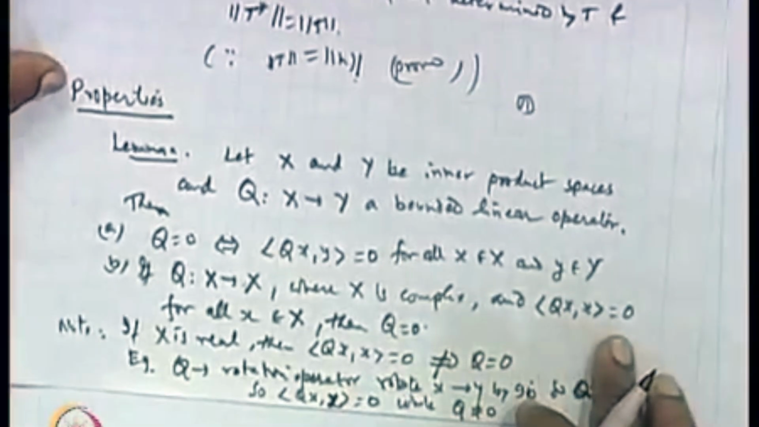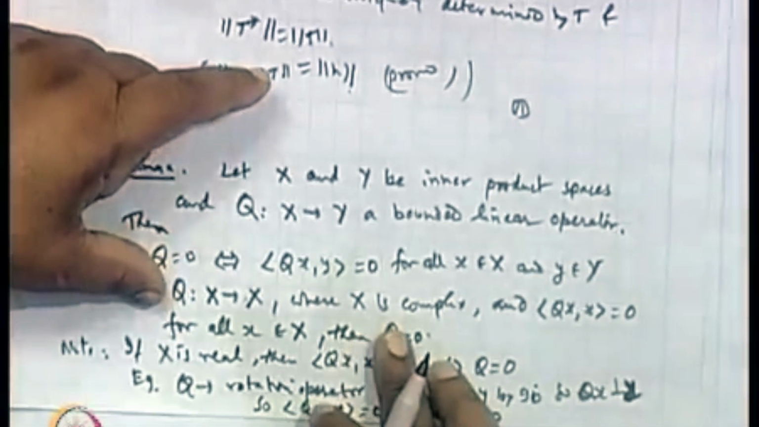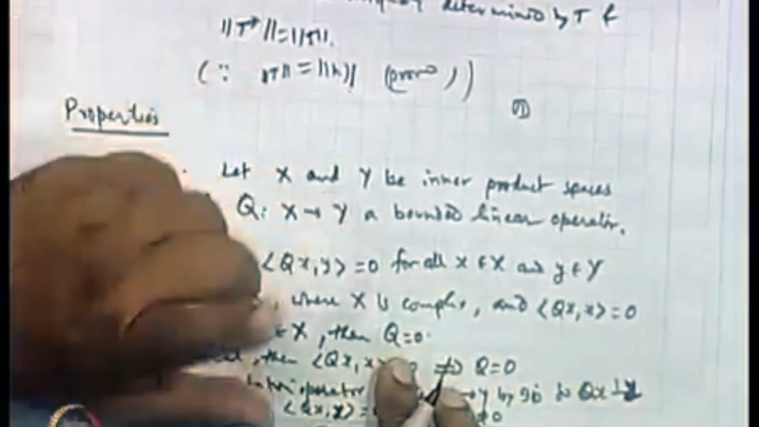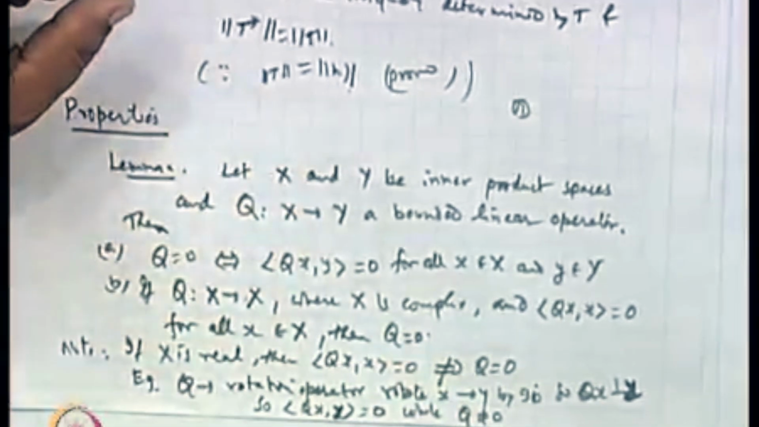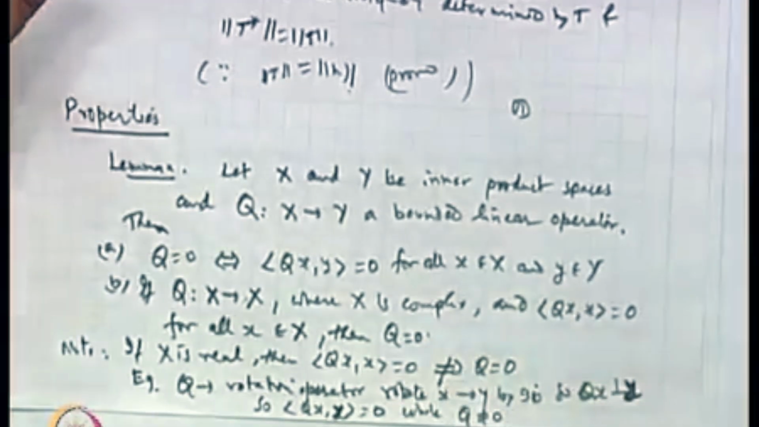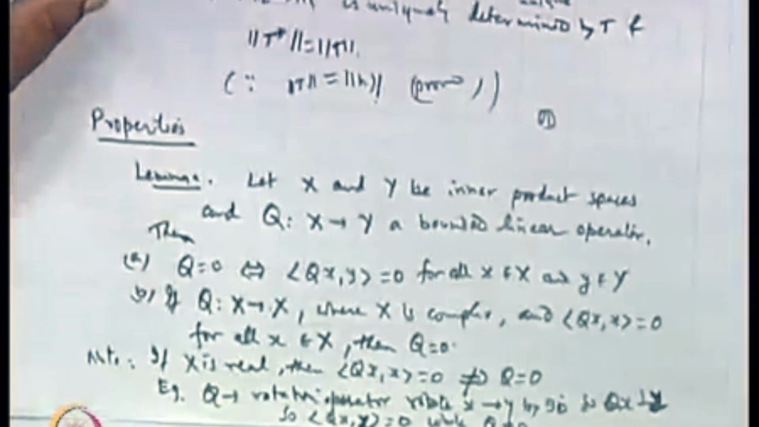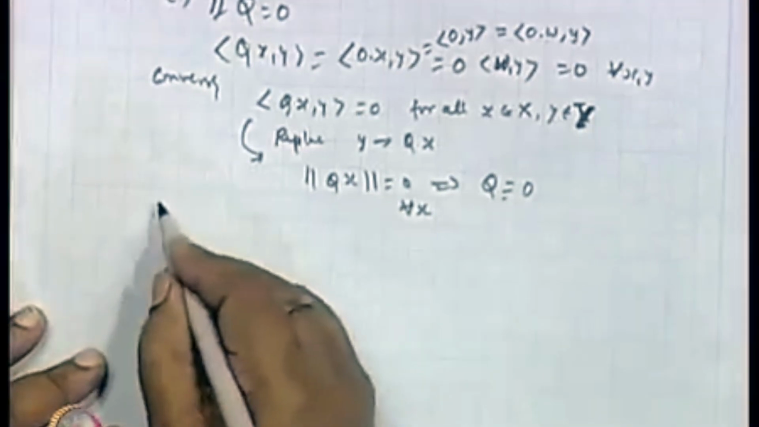So what it says is that if ⟨Qx, x⟩ is 0 and X is complex, X belongs to a complex plane, then Q must be 0. But if X is not complex, then Q need not be 0, may or may not be 0. Okay, so let us see the proof for this. So, proof for the second part.